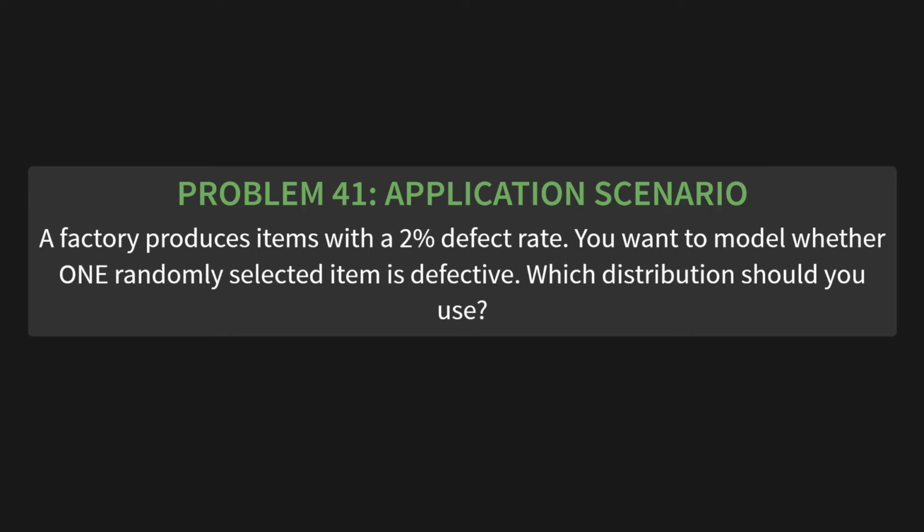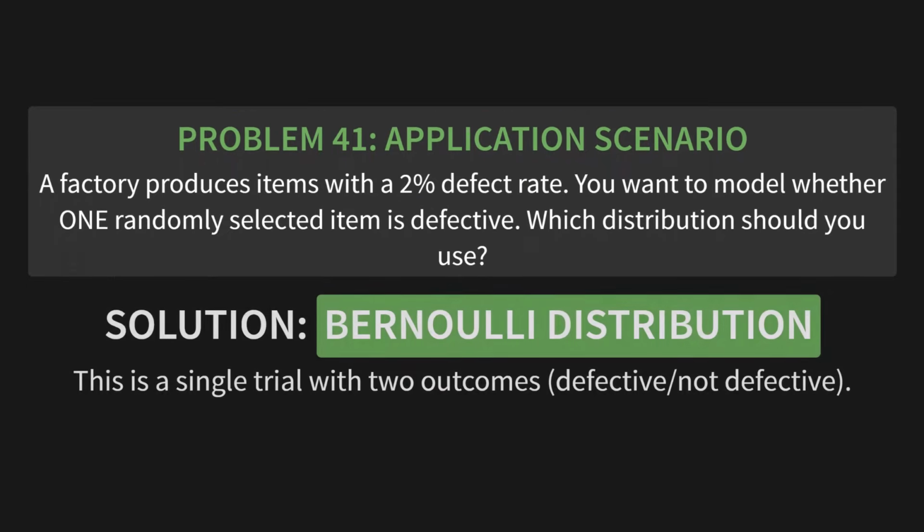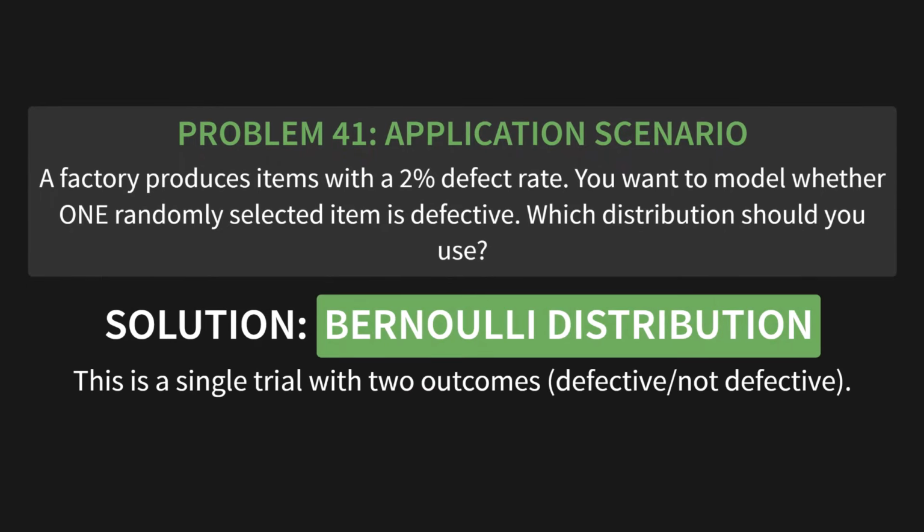A factory produces items with a 2% defect rate. You want to model whether one randomly selected item is defective. Which distribution should you use? Bernoulli distribution. This is a single trial with 2 outcomes, defective or not defective.